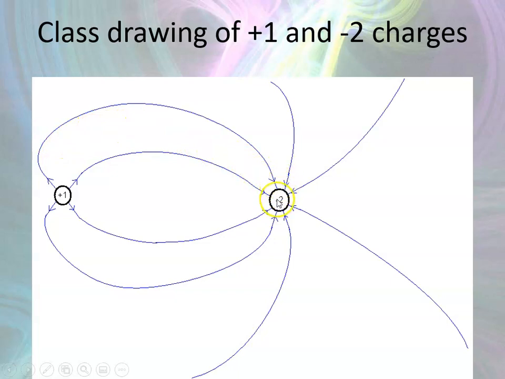And since it's a -2 charge, that means it also needs to have 4 others coming into it from presumably some other positive charges somewhere else in the universe.